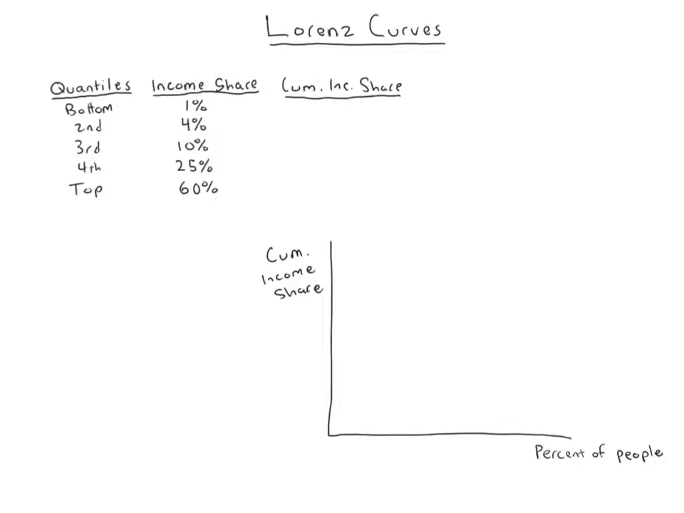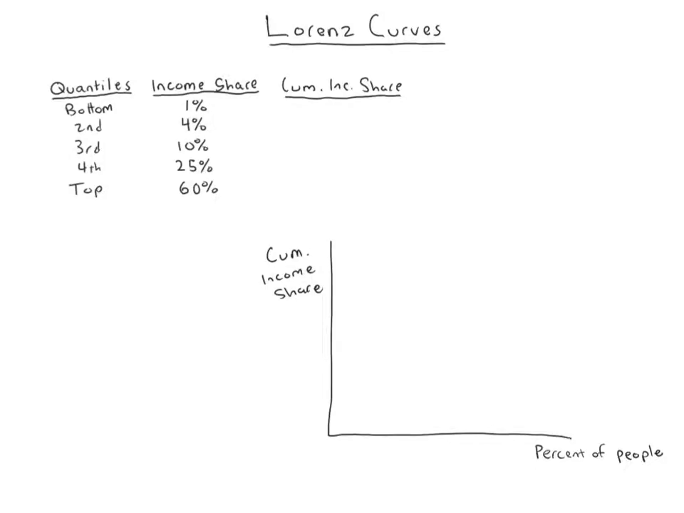So before we can really measure or plot anything, we need to have some data collected. So we've gathered the data. I put it in this table here. We have 5 quantiles, so the bottom 20% of the population in terms of income, then the second lowest, the middle 20%, the fourth 20%, and the top 20%. And I've listed their shares of income. So the bottom 20% have 1% of the total income.